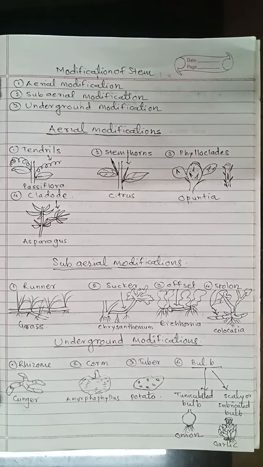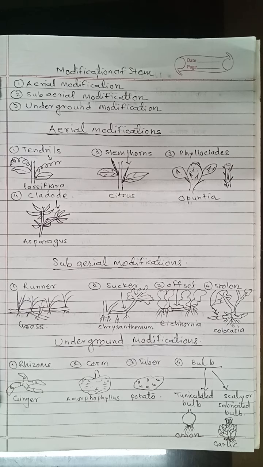Good morning, students. In last period we studied about the stem, its structure, functions and branching pattern in stem. Today we study about the modification of stem. Modification of stem is studied under the following three heads: aerial stem modification, subaerial stem modification and underground stem modification. First one, that is aerial stem modification.